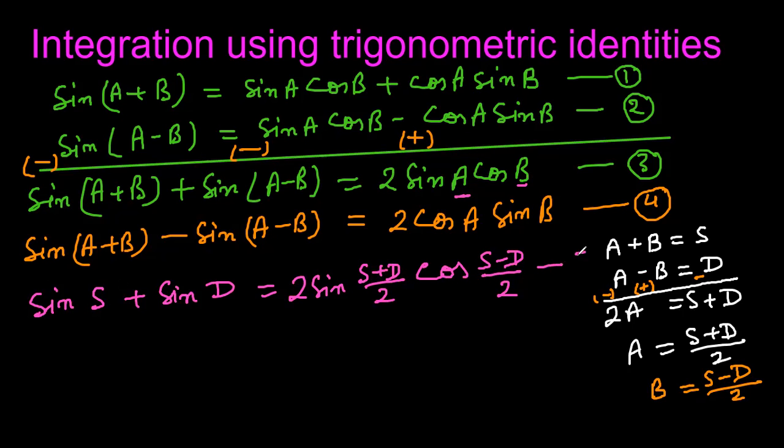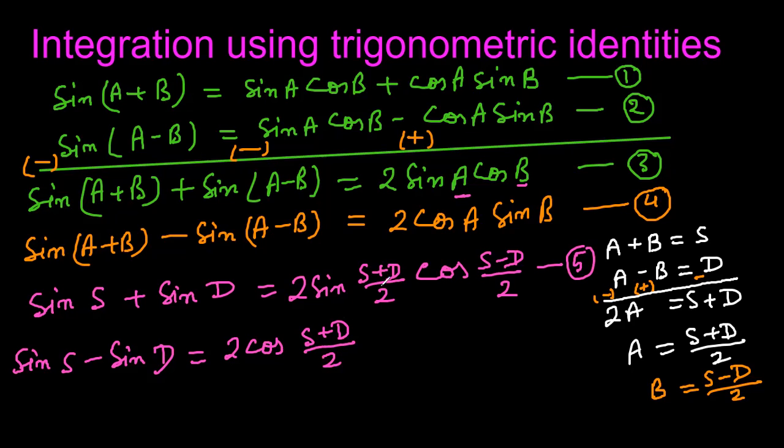formula number 5. And just like that, we can replace in formula 4 also, we'll get formula number 6. So formula 4 will look like sine of S minus sine of D is equal to 2, cos first here. So it's 2 cos S plus D by 2, isn't it?